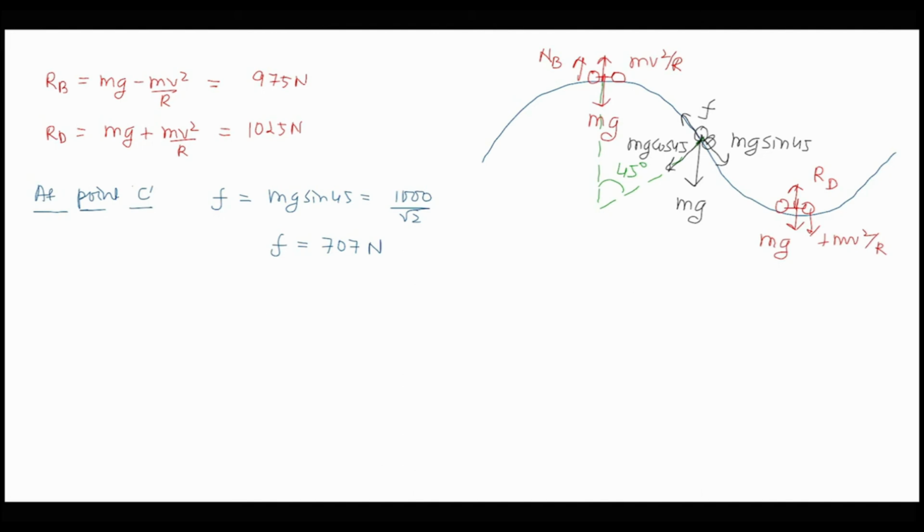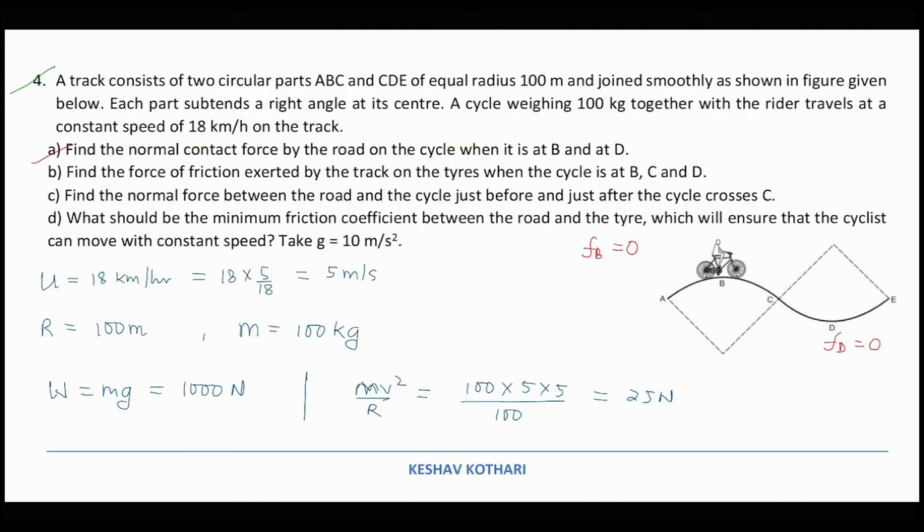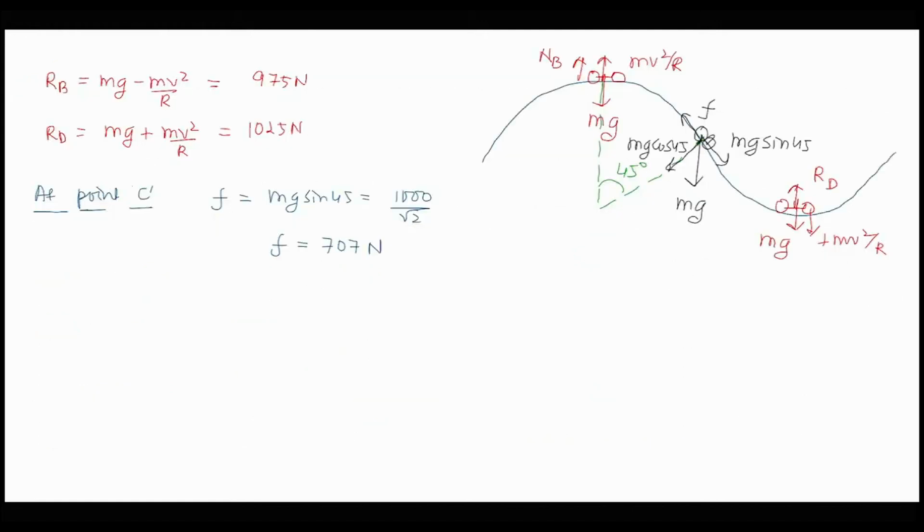Now if we come to the next part, the question is asking to find the normal force between the rod and the cycle just before and just after the cycle crosses C. So C is the point where the curvature changes, and the component of weight is equal to mg cos 45 degrees, which we have already mentioned over here.